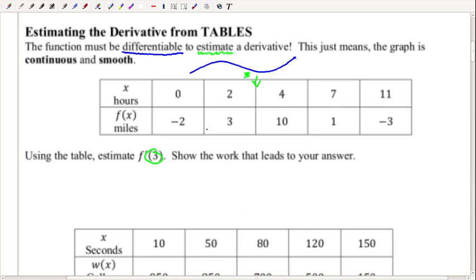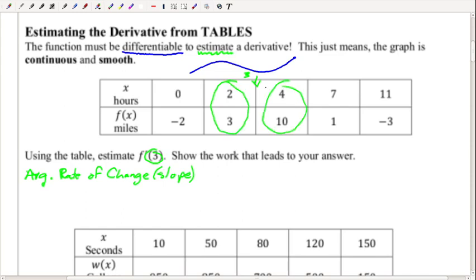we're going to find the average rate of change from the points on either side, or this is just the slope between the 2 points on either side of where my actual value would be. So I'm going to look at the points (2, 3) and (4, 10). So average rate of change would be on the top, f of 4 minus f of 2 over 4 minus 2, or remember this is y2 minus y1 over x2 minus x1.